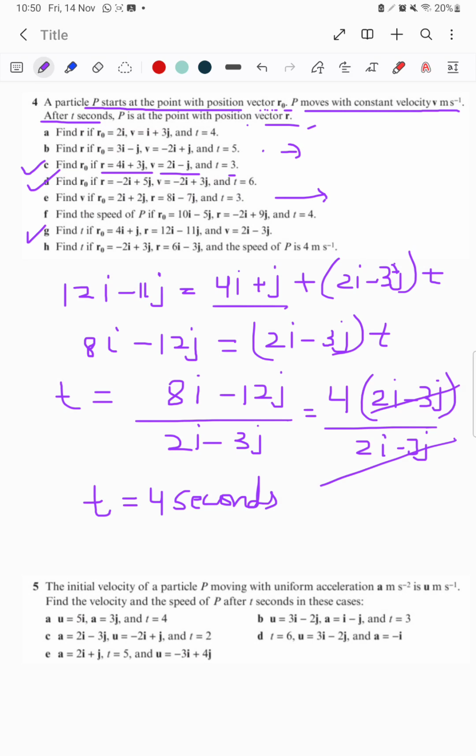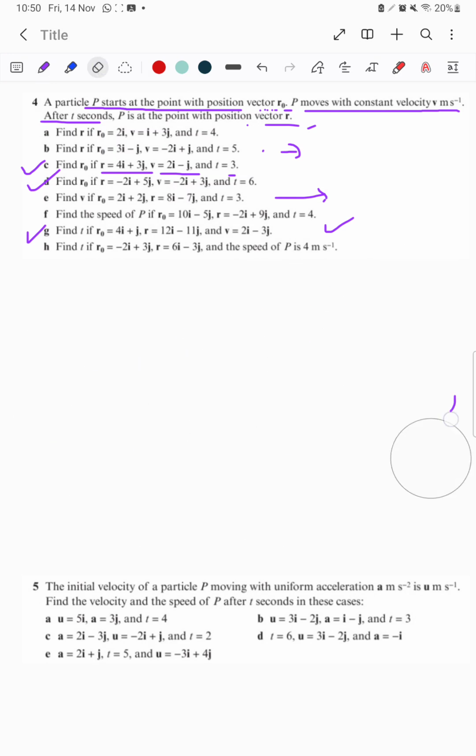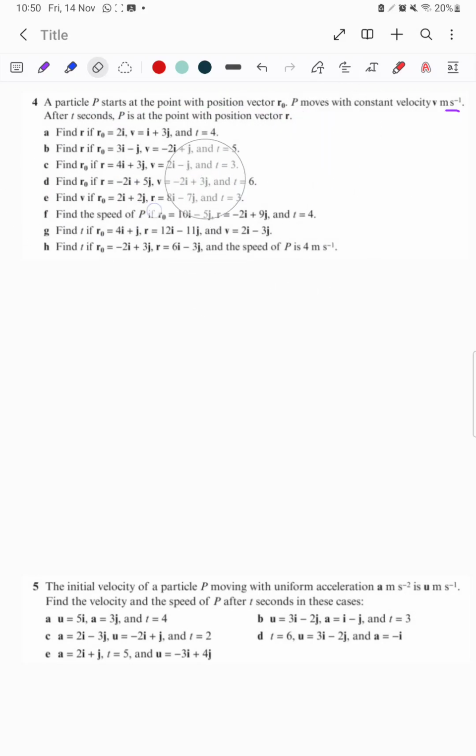Here the speed is given. Now there is a slight difference in this question. In question G, we were given the velocity vector, so we kept t in the form of vectors, and then I took the common value, factorized it, and cancelled the vectors. In the next question, we are not given the velocity vector, but we are given the speed. So how do we use that speed to find the answer?